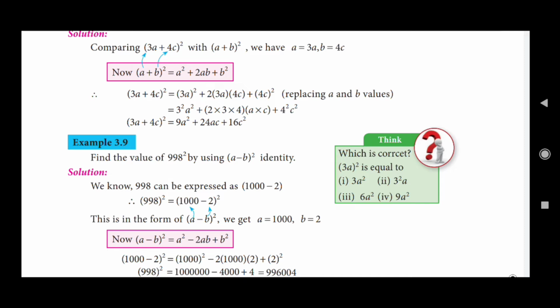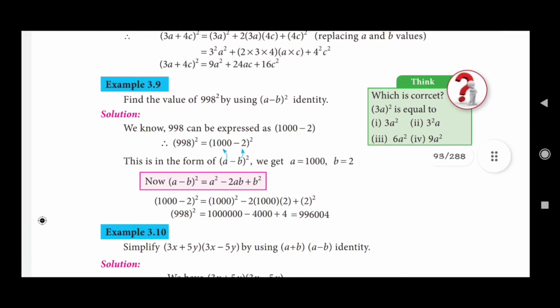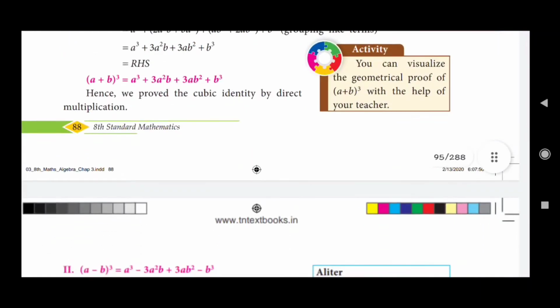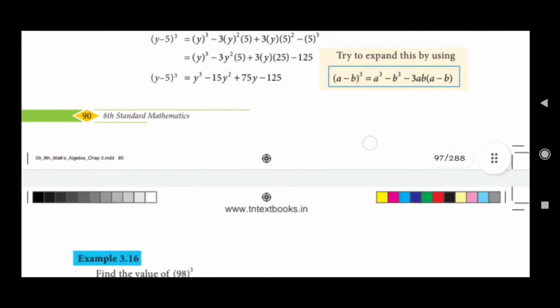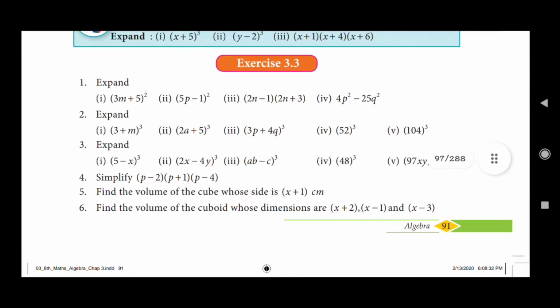From 3.2 to 3.10 you have this second term portion. So we will take more sums from these exercises. So practice nicely. Understand? Then find the value of 998 square by using a minus b whole square formula. Also I will tell some important sums, important models. It will be useful to practice.